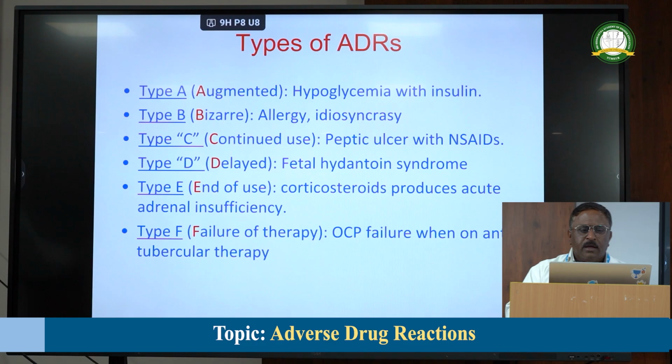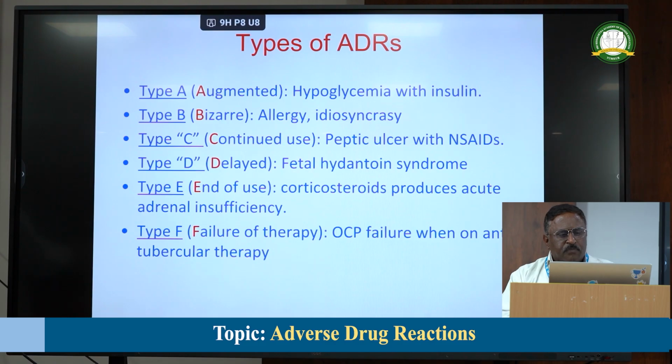Next we have type D, or delayed reaction, for example fetal hydantoin syndrome. If a mother is on phenytoin sodium for epilepsy, the baby may be born with a teratogenic effect or anomaly, called fetal hydantoin syndrome. Or the reaction may happen after the end of use, particularly with corticosteroids. If a patient is on corticosteroid for a long term and suddenly stops, there may be acute adrenal insufficiency.